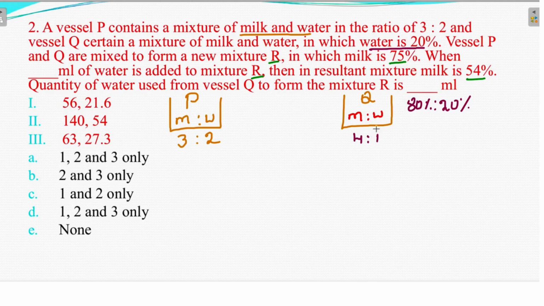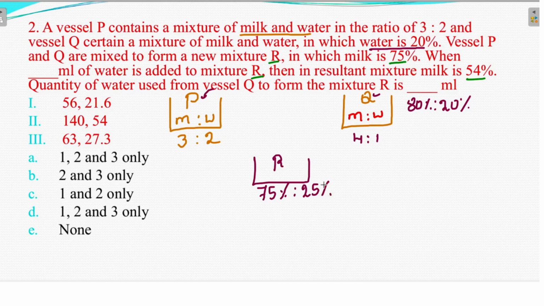Now vessels P and Q are mixed. This vessel and this vessel we are mixing to form mixture R. I will take this vessel and this vessel and I will mix them. In this vessel, this is R, I have 75% milk, which means 25% is water.